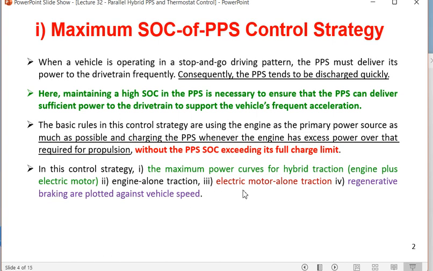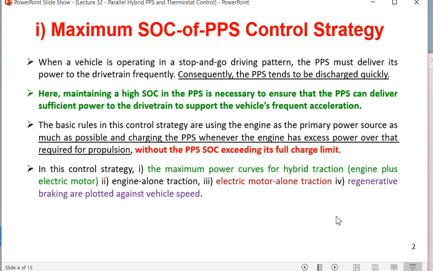In this case we will see a very specific situation at the starting of the whole parallel hybrid electric drivetrain, where the motor alone will supply the traction power. So this is a new case for us. We have discussed engine alone in the previous series hybrid electric drivetrain as well, but motor alone is a very specific case here in the parallel hybrid electric drivetrain. We will see that. The third case is when the total power required by the vehicle is quite high, greater than the engine alone traction. At that time the maximum power curves for hybrid traction are used, so hybrid mode is used. In this case the engine and PPS together supply the load demand.